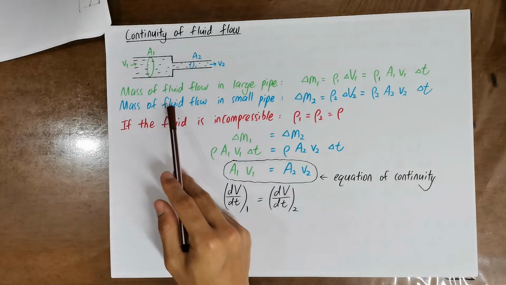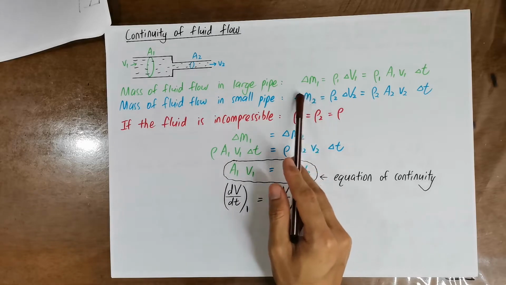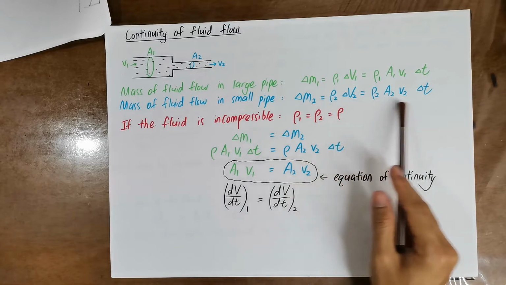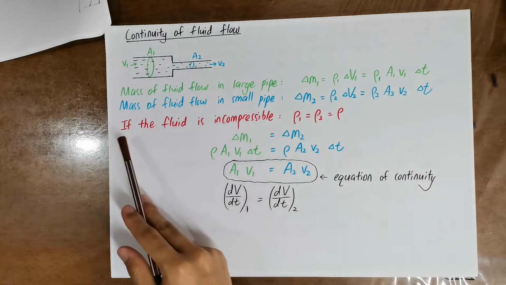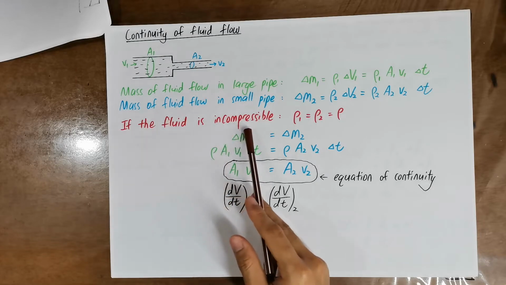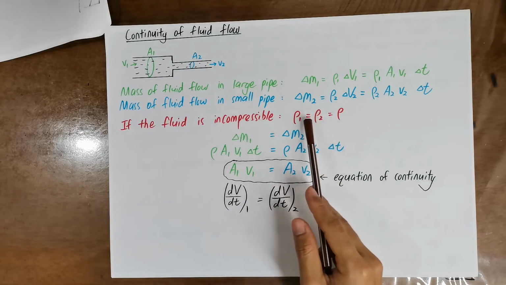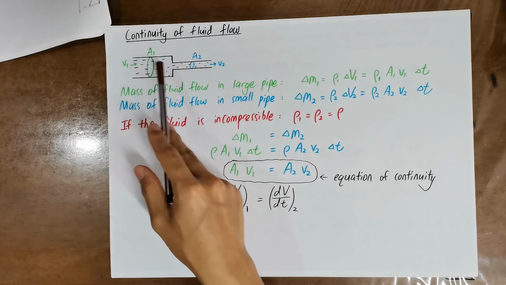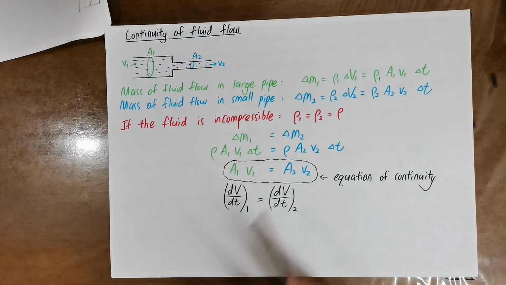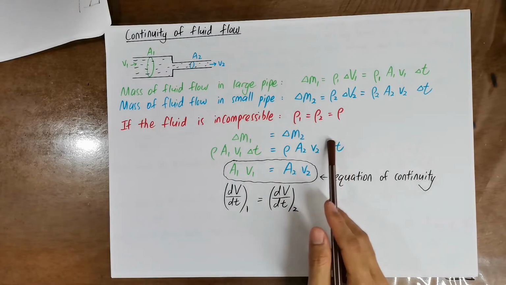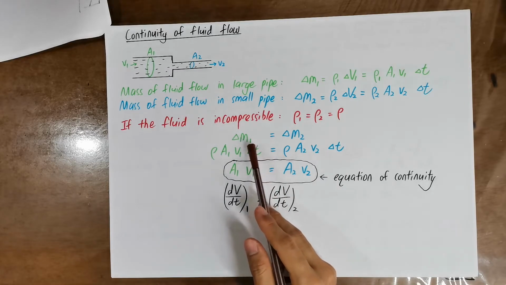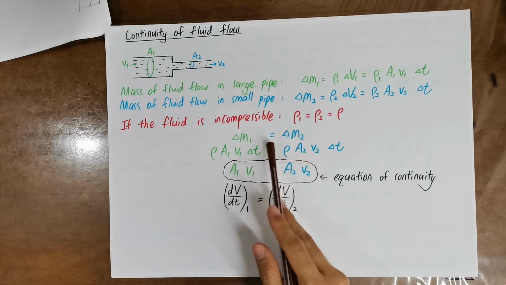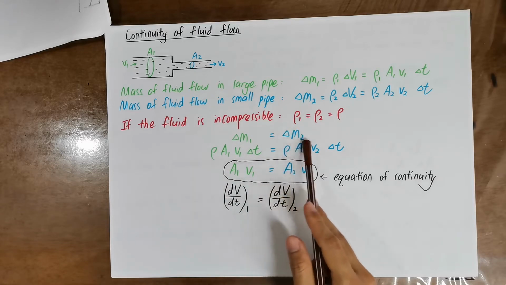And then the mass of fluid flowing in the smaller pipe is delta m2 in the small time interval delta t, and you get this expression. Now you assume that the fluid is incompressible. That is to say, the density of the fluid is constant everywhere within the pipe. You know that in a small time interval delta t, the mass of fluid flowing in the larger pipe is the same as the mass of the fluid flowing in the smaller pipe.